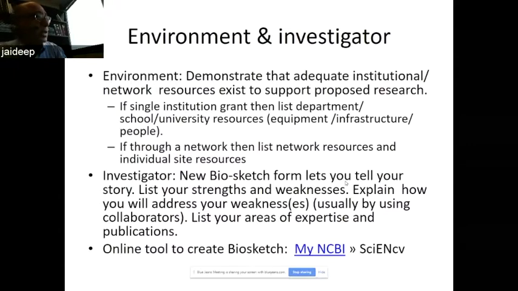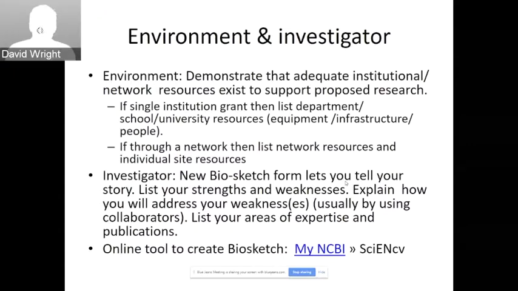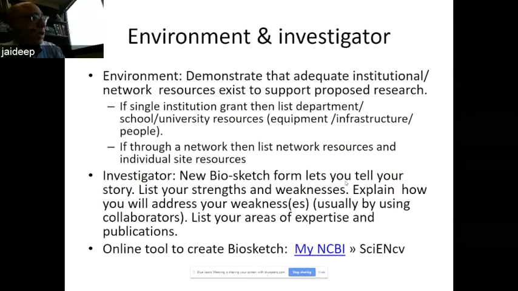And often these resources, a list of these resources are available in clinical trials offices, and you can go ask them and they can provide you with these. If you're going through a network, then you have to list your network resources and individual site resources. Again, this is your opportunity to show that infrastructure exists to support the research you're proposing.